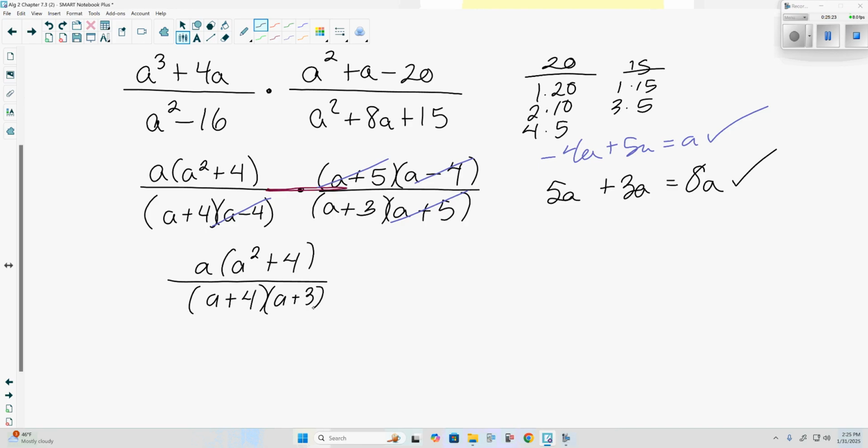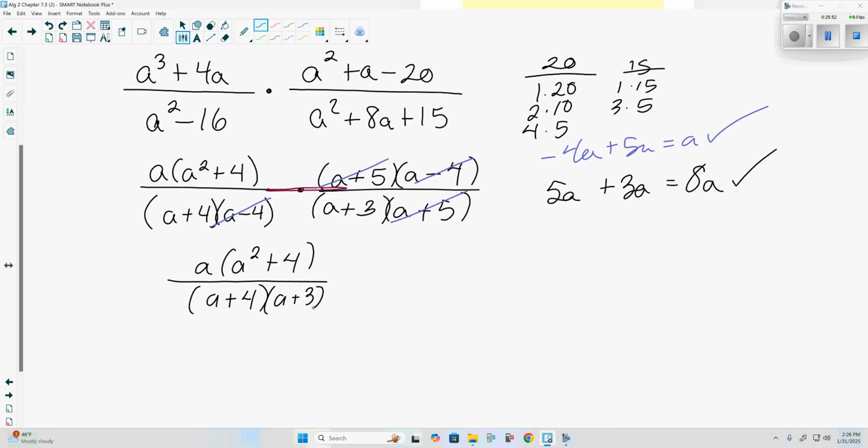Now, the a squared plus 4 on top, we do have two terms. There's nothing in common, but the degree is 2. Since the degree is 2, there is a chance it can factor. And with two terms, a is being squared. So a is a perfect square, yes? 4 is a perfect square, yes? Is it a difference of perfect squares?